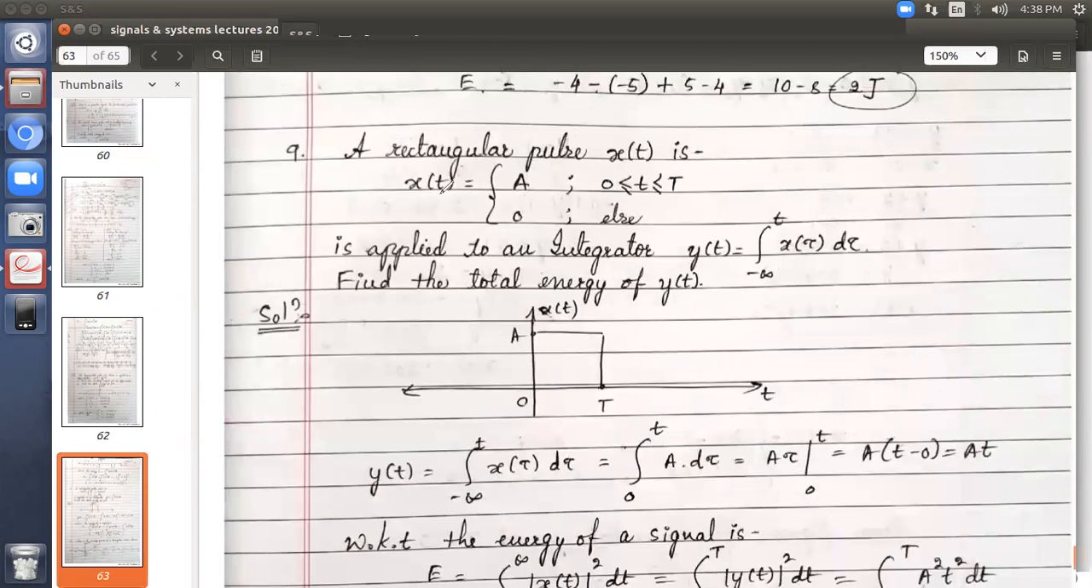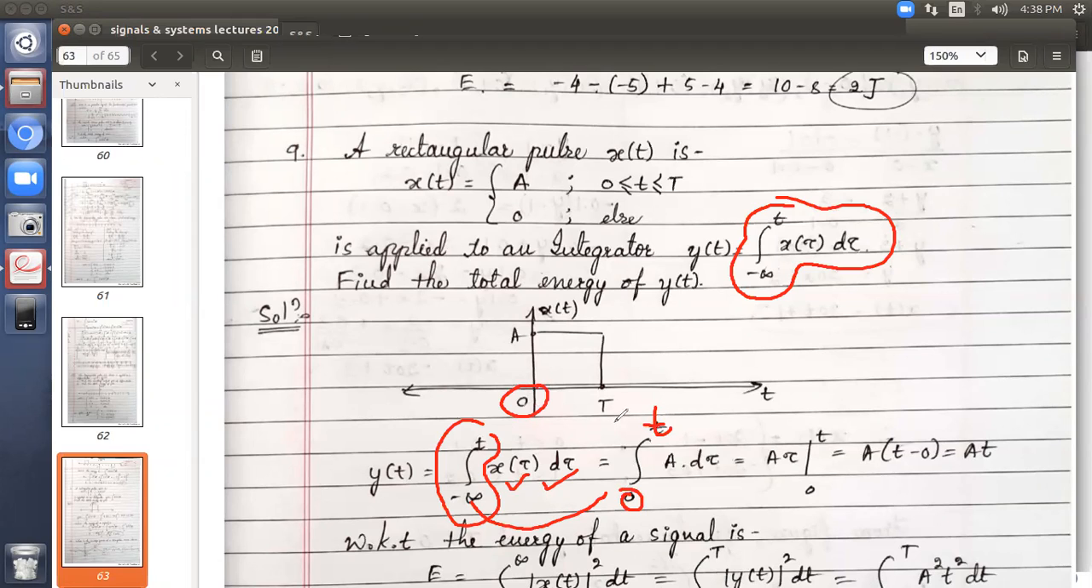See, x of t is already there. The integration equation is also given to you. Minus infinity to t, x of tau d tau, wherein our lower limit will change to 0 because the signal range starts from 0. So the lower limit will be 0. I will not touch the upper limit. It is a general limit t in the formula. I will simply change the lower limit to 0, because our signal is not an infinite signal. It is a finite signal.